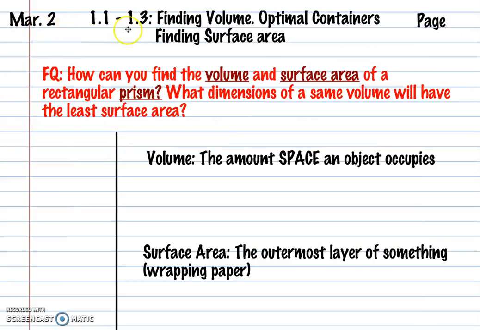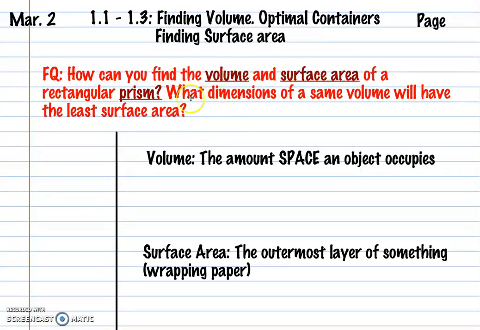So today's March 2nd. We are doing 1.1 all the way to 1.3. We're just going to do one focus question. Make sure you put the date, the title, and the page number. Our focus question is, how can you find the volume and surface area of a rectangular prism? What dimensions of the same volume will have the least surface area? So this second question pertains to 1.2 and 1.3. The first one talks about a little bit of everything.